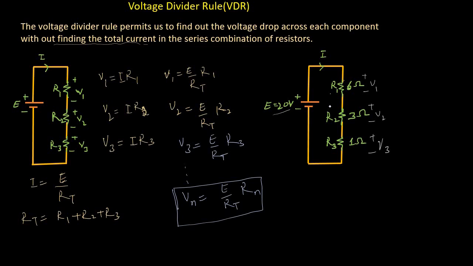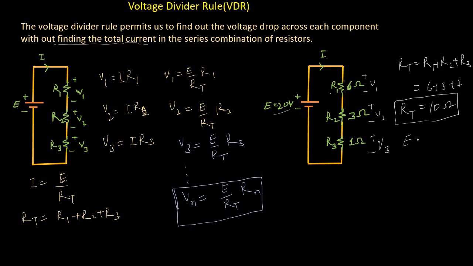First of all, we need to find the equivalent resistance of this series circuit. The equivalent resistance RT equals R1 plus R2 plus R3, so RT equals 6 plus 3 plus 1, which is 10 ohms. The input voltage is given, E equals 20 volts. So by using this formula, we can easily find the voltage drop across each resistor.